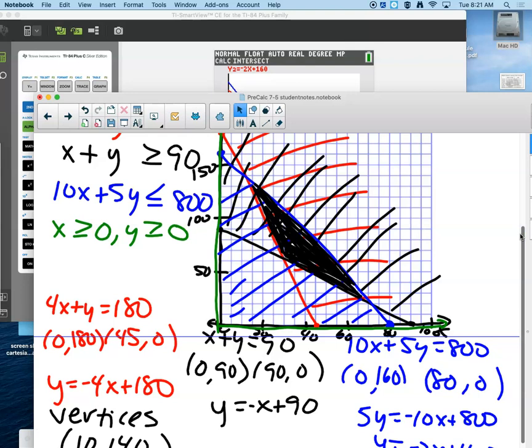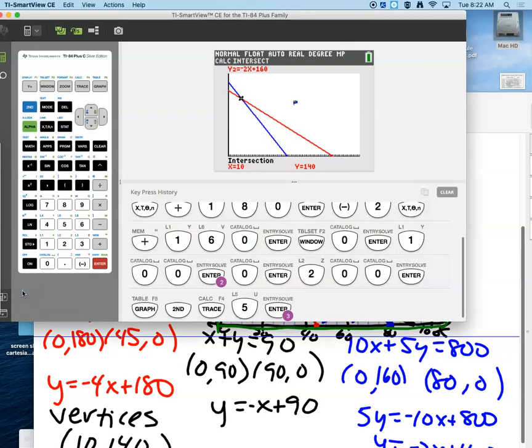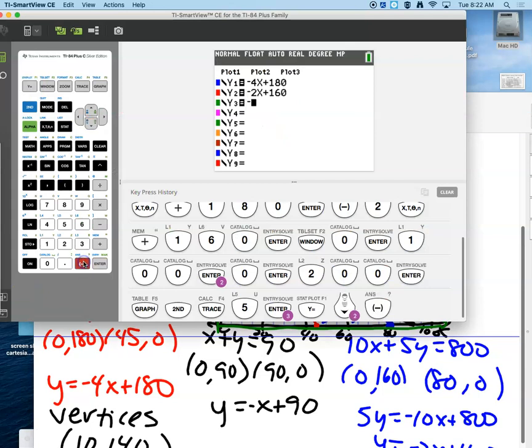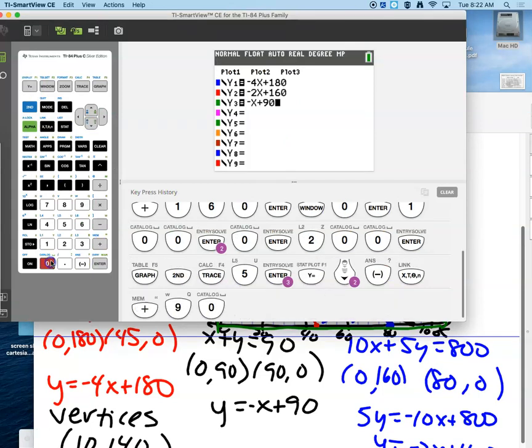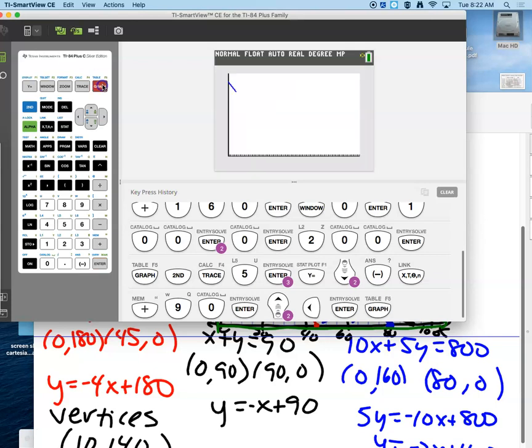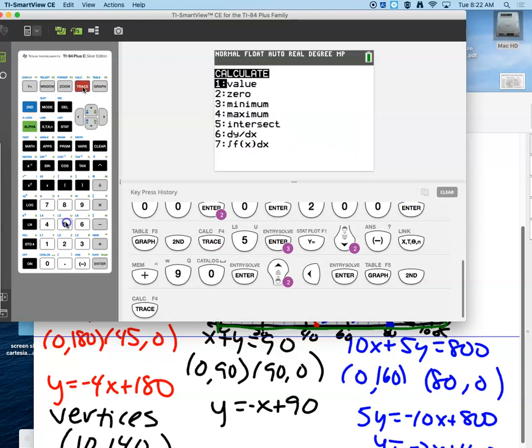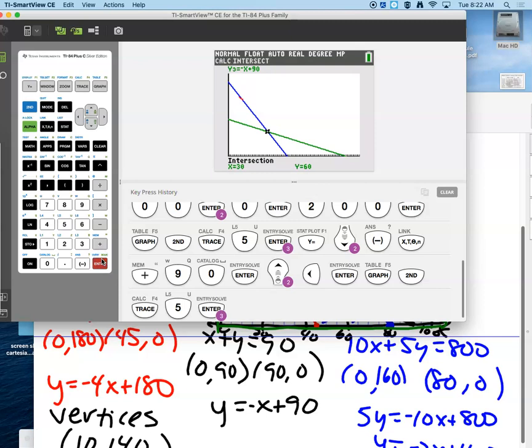This is black and red for me. So I'm going to have to use the negative 4x plus 180, but I want to see where that intersects negative x plus 90. Now I'm not going to take the other one out, because I know I'm going to need it again. But I'm going to turn it off. So that was the one that had the y-intercept of 160. So all I have to do is go back to where it says equals and just hit enter. And that one gets turned off until I turn it back on again. There it is. Second trace, number 5, bing, bang, boom, 30, 60.